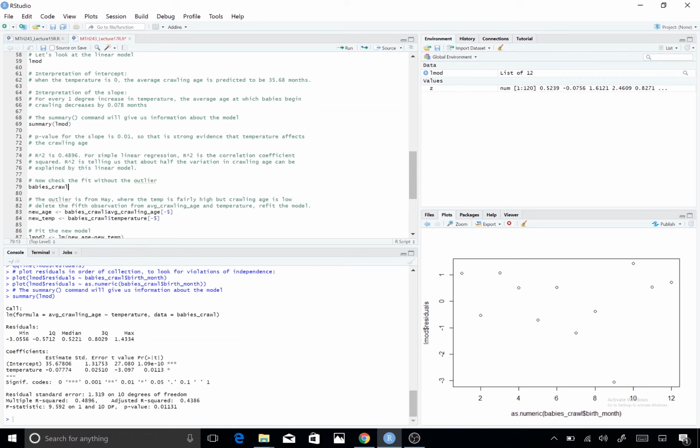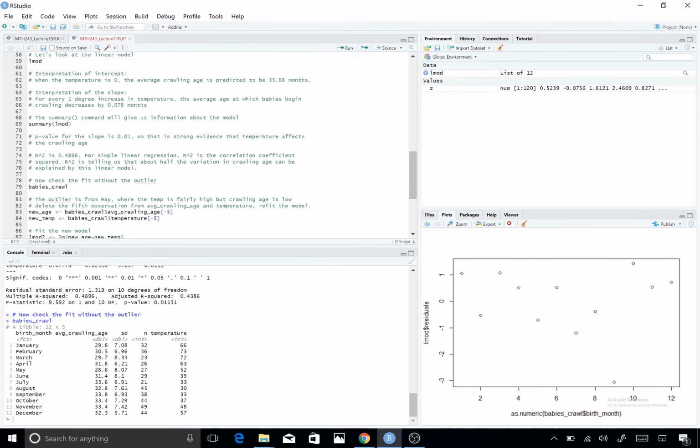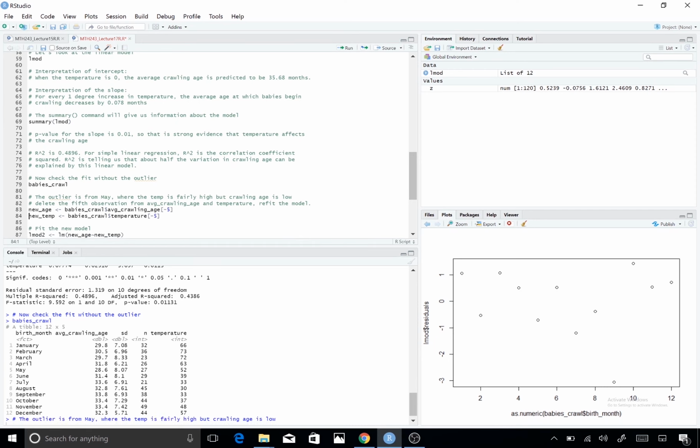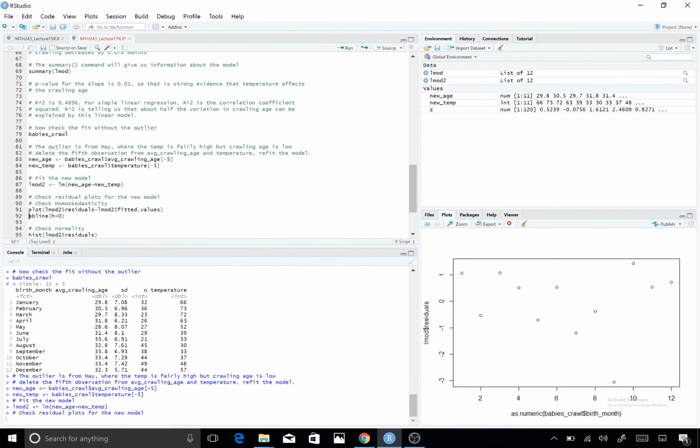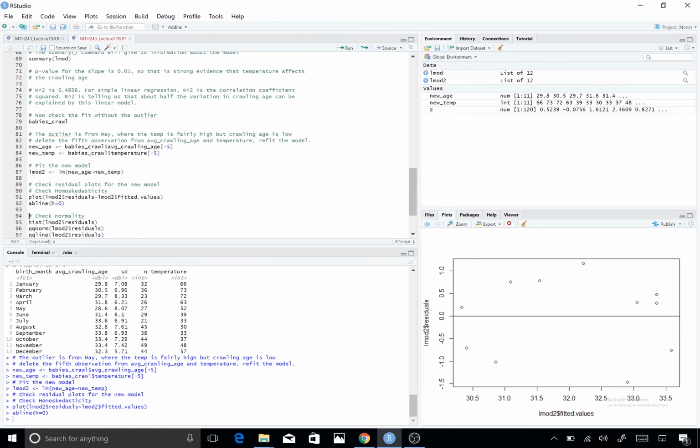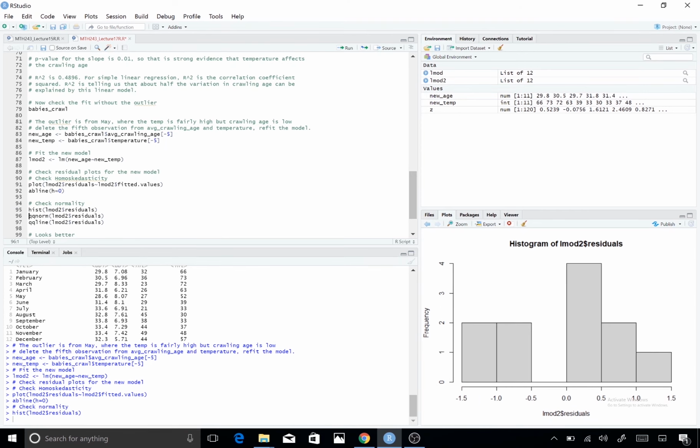To deal with outliers, you first want to check to see if they affect the fit. The outlier was in May, which was the 5th observation. I'm going to make a new data set without the outlier. Now I fit the same model. The residual plots look fine.